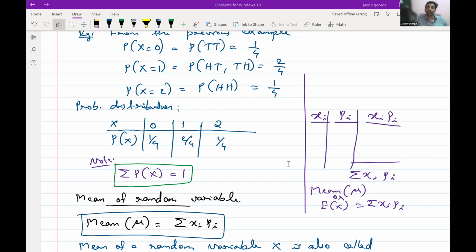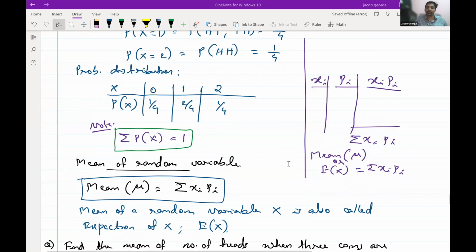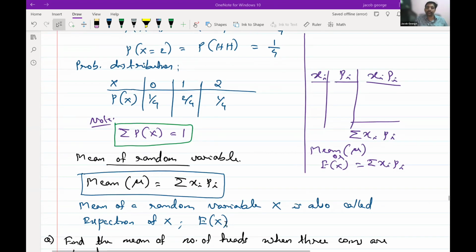Mean is also called the expectation of X, E of X. It's a probability related word. If E of X is asked, you will find out mean or sigma xi Pi. Yes, hope you all understood these 3 terms: random variable, probability distribution, and mean. Clear? Okay, now see a question.